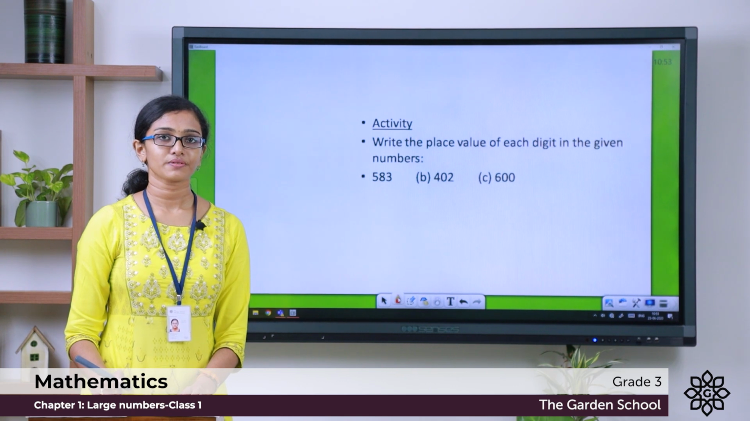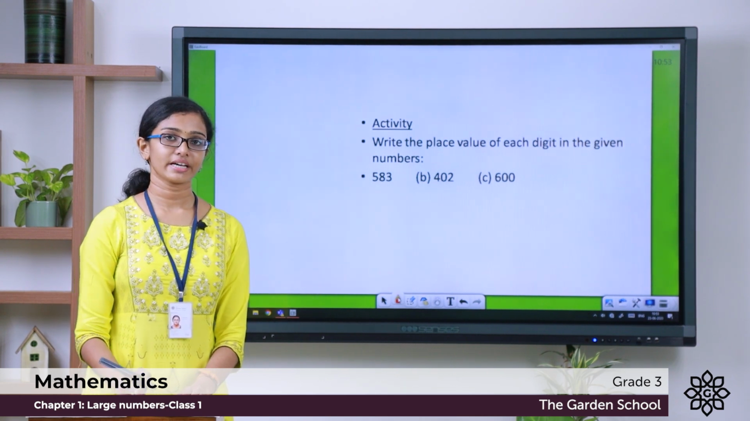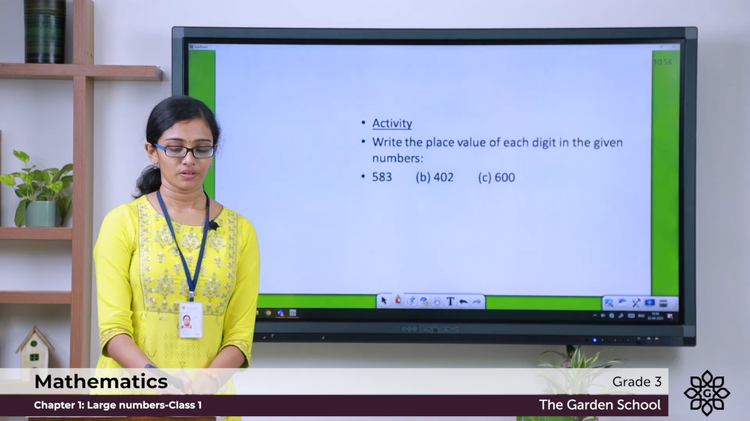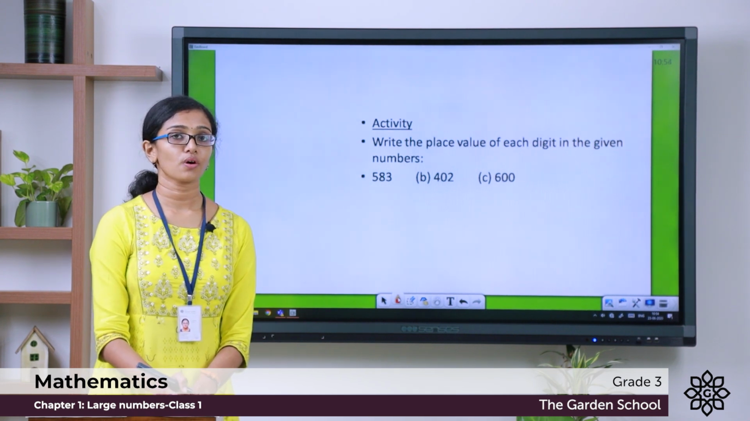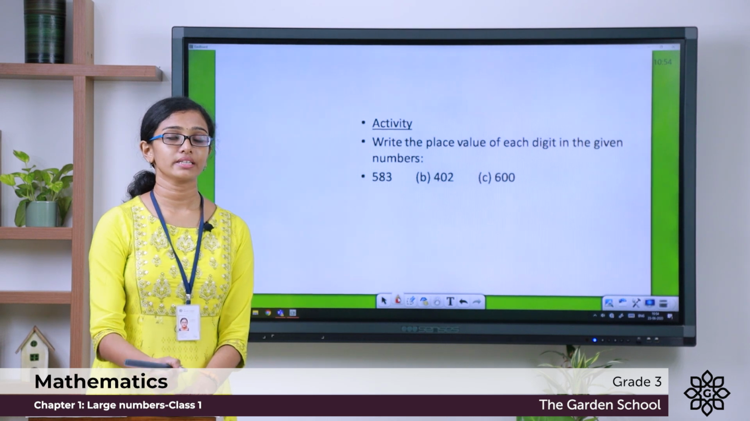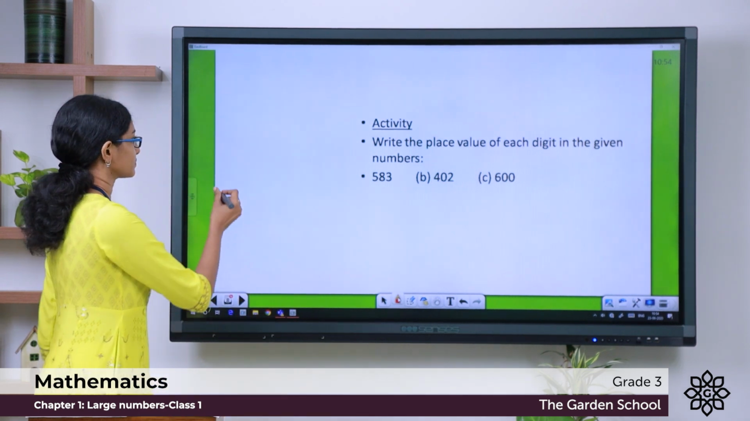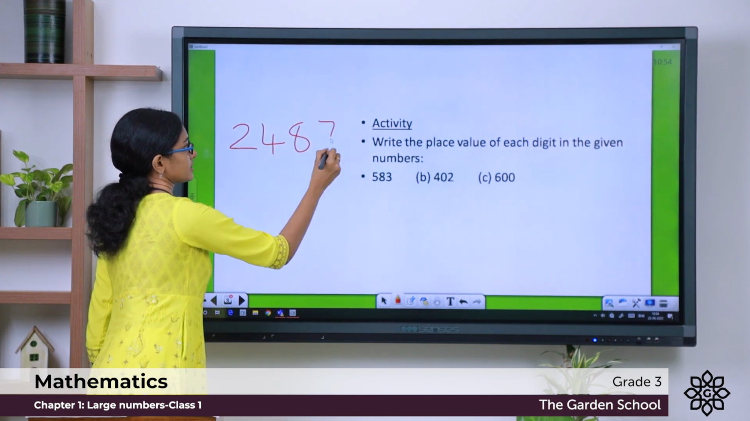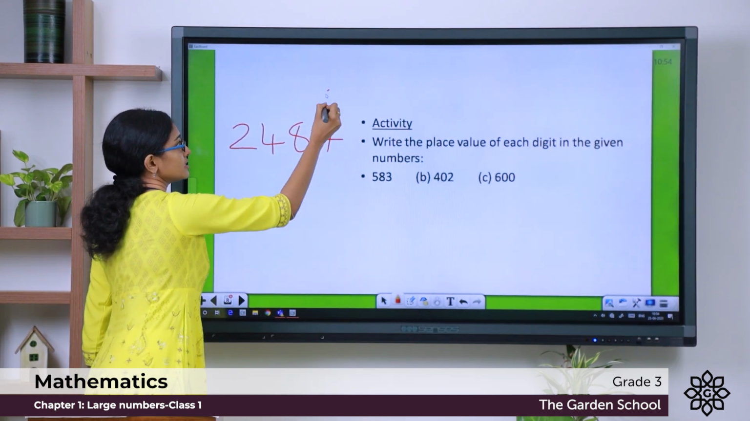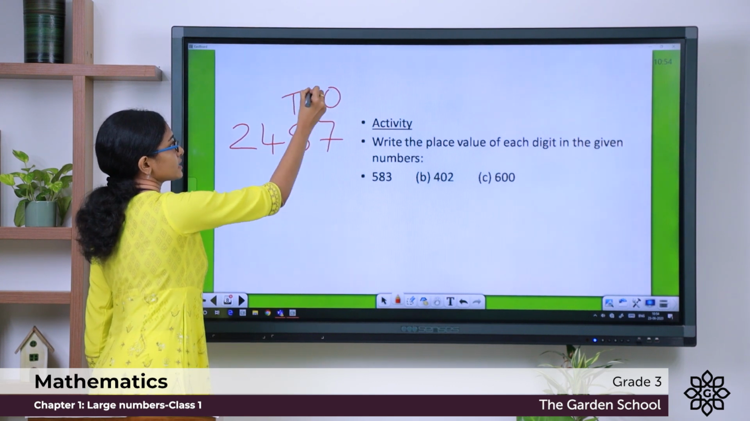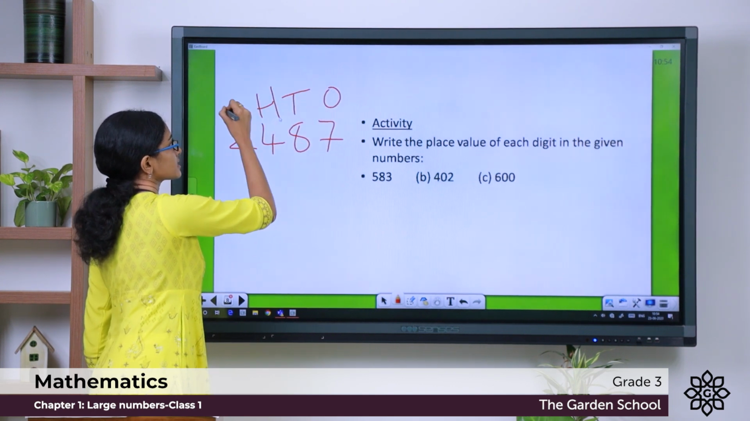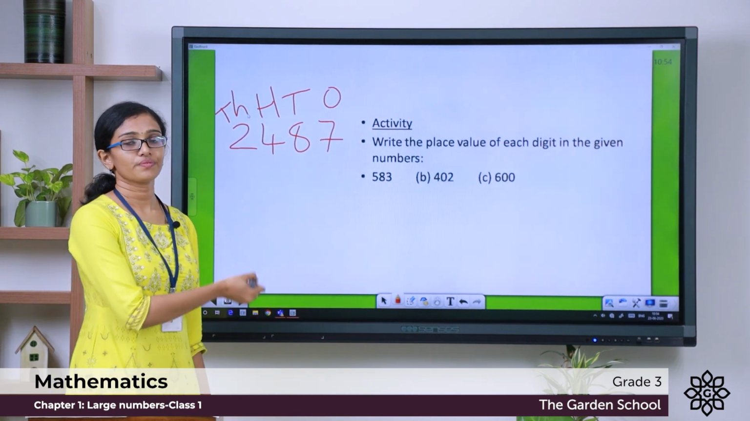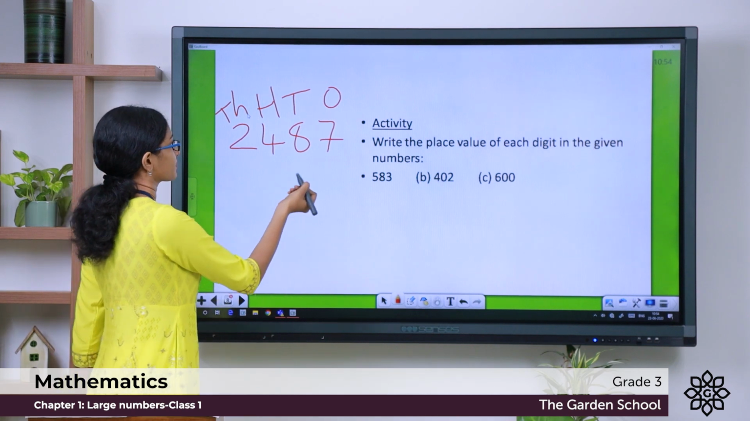Now let's see the number names for 4-digit numbers. You are given some examples in page number 2 of your textbook. Let's look into them. So the first number given there is 2487. Let's see how we read that number. Here you have 7 in ones place, 8 in tens place, 4 in hundreds place, and 2 in thousands place. Let's see the place value of each digit in this number.